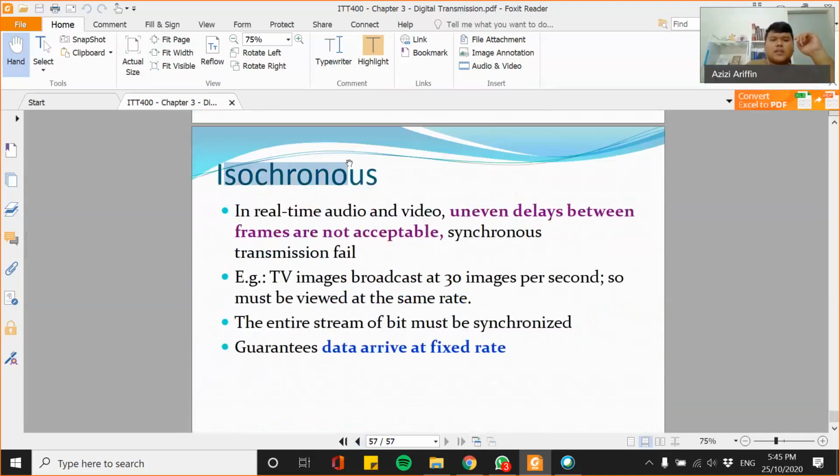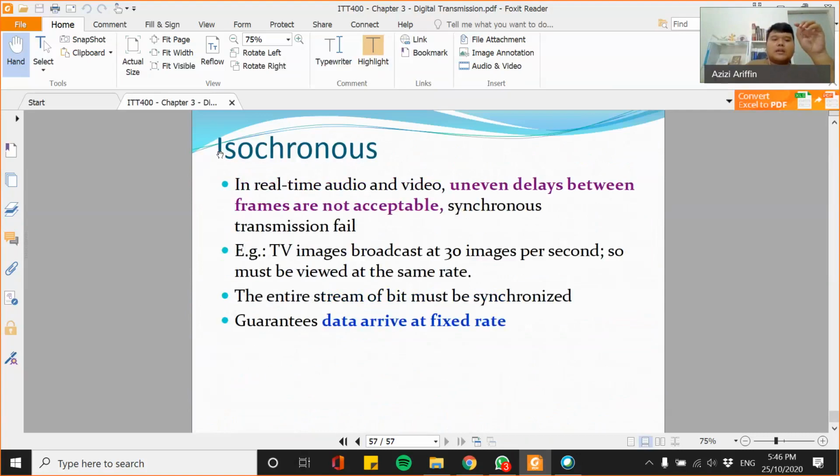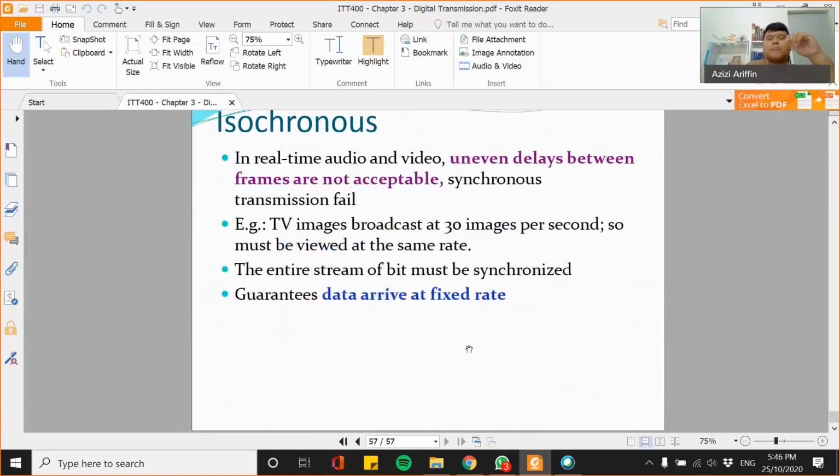And we also have what we call as isochronous. So in real-time audio or video, uneven delay between frame are not acceptable. So it will cause synchronous transmission fail. So in TV image, it will have 3 images per second. So actually in isochronous, dia akan hantar it at a fixed interval, dalam fixed rate supaya untuk make sure yang kalau macam contoh kan, kalau kita tak synchronize kan, dia contoh hantar kan guna TV tu, bila TV dapat signal tu, dia tak synchronize betul-betul lah, mungkin gambar dia celaru ke apa kan. So untuk to overcome that, it will use a different approach so that it can guarantee data arrive at a fixed rate, right? So dia hantar tu dalam a fixed rate. Okay. So untuk avoid the uneven delay tu.